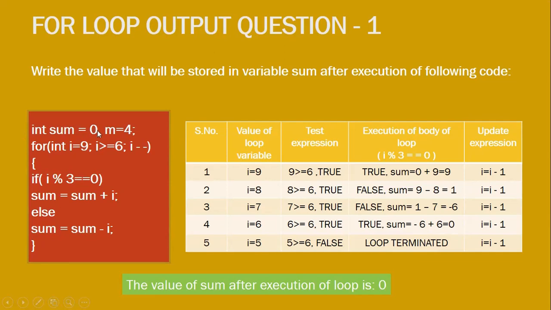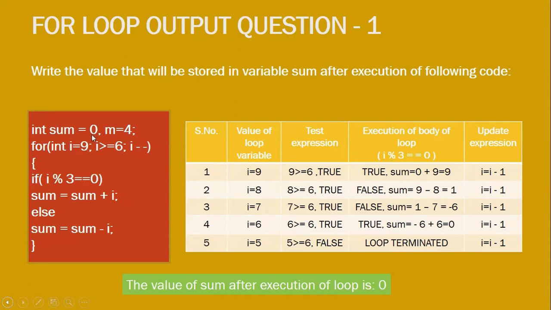So int sum equal to 0, m equal to 4, for int I equal to 9; I greater than equal to 6; I minus minus, and then within curly braces we are giving the body of the loop: if I modulus 3 equal to 0, sum equal to sum plus I, else sum is equal to sum minus I. So let us understand step by step.